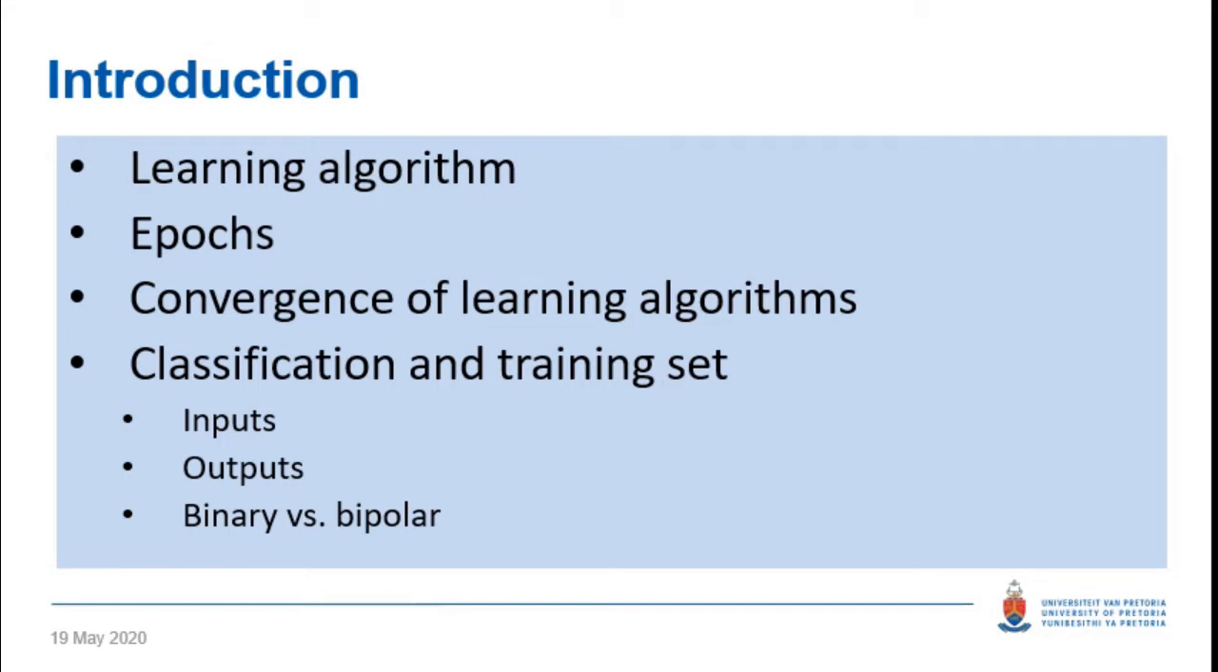You can represent your training values using binary, so zeros and ones, or alternatively, you could also use bipolar. With bipolar, it's basically the same thing. The only difference is that your zero is now -1.